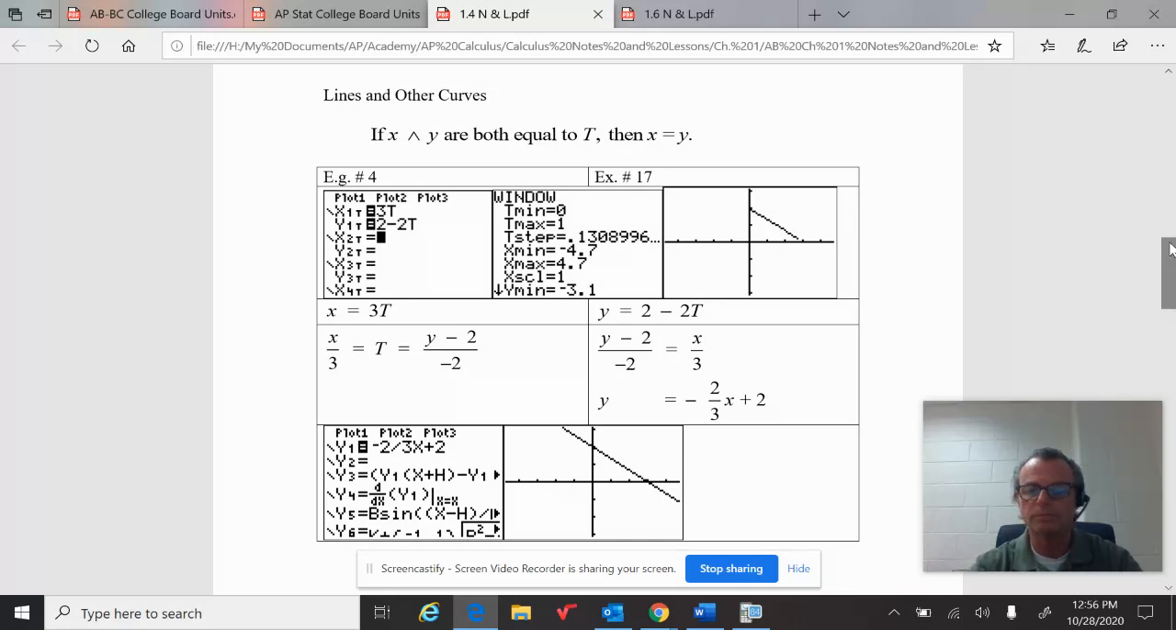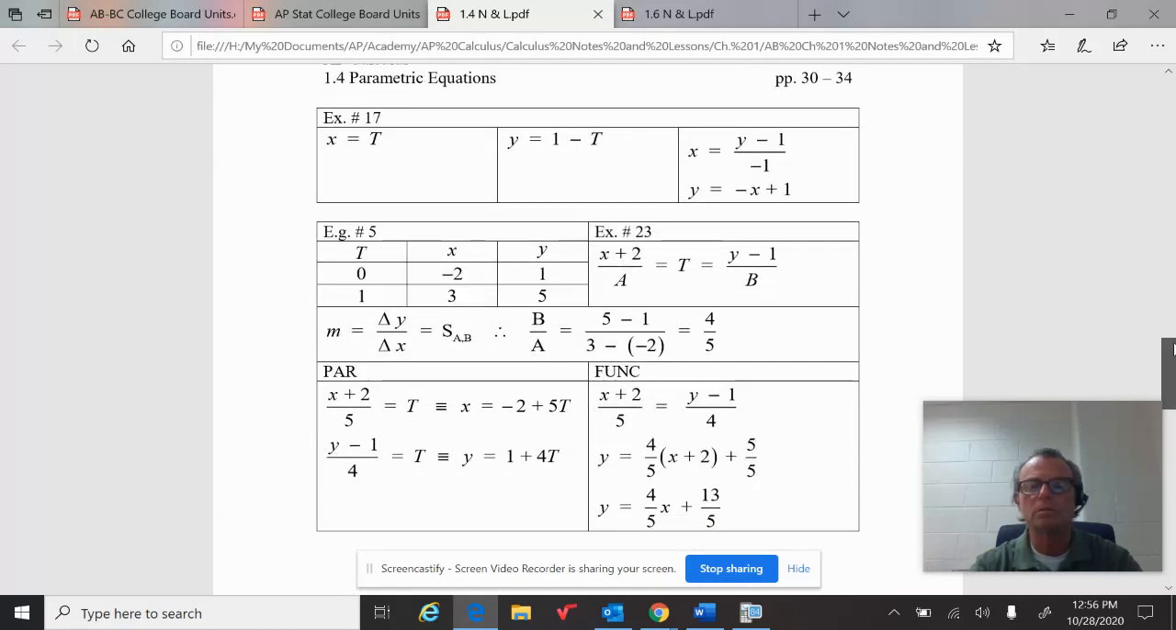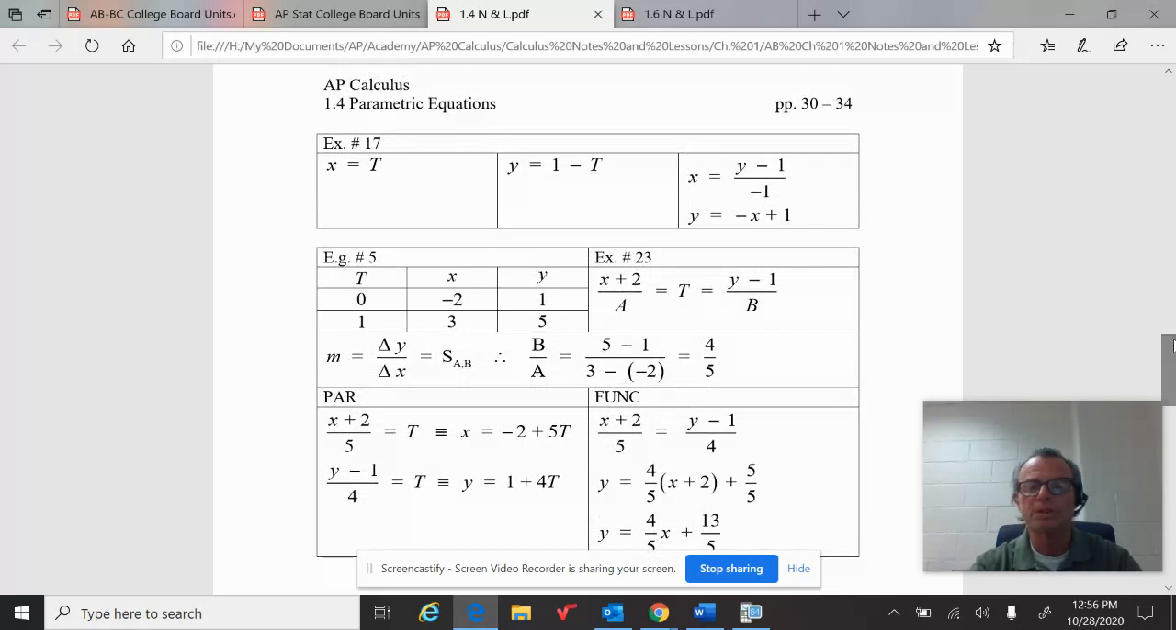So for 17, x equals t, and y would be 1 take away t. So we want to set them equal to each other. So x equals y take away 1. Get this t by itself. We would add a negative 1 to both sides, divide both sides by negative 1. So here, this x is from here. What this y equals is over here. You get y by itself and you get negative x plus 1.